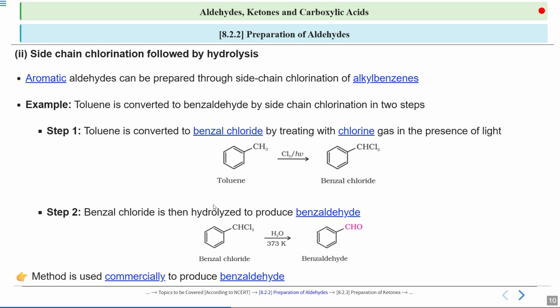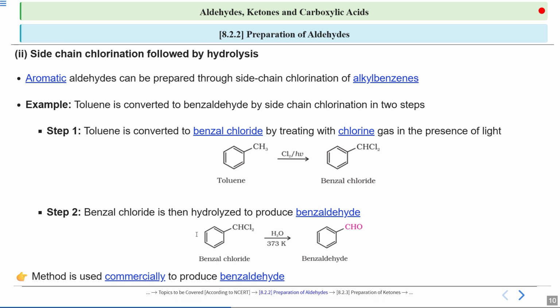Now this method is commonly used to produce benzaldehyde. This method is not just a lab experiment, it is used commercially to produce benzaldehyde. Benzaldehyde is an important compound which is used in the fragrance and flavor industries, much like vanilla extract, which is used in baking.